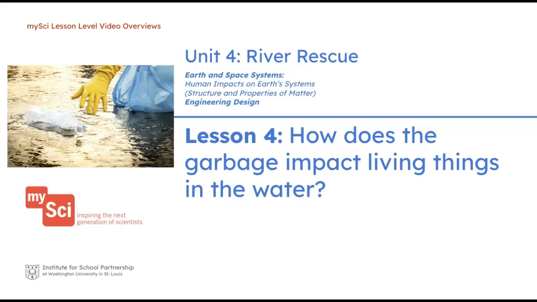In this lesson, students continue to research the problem. They research how the litter pollution affects other components of the river, such as the animals and river environment. They identify a cause and effect relationship between the litter and the negative impacts on the animals who live in and use the river.